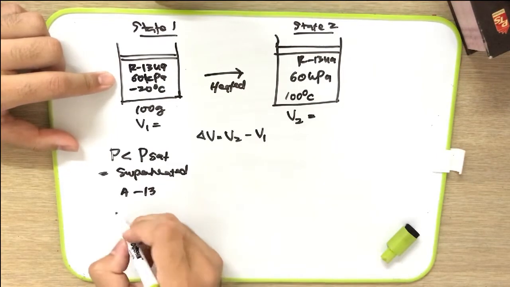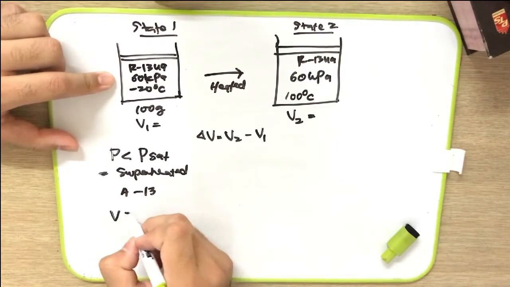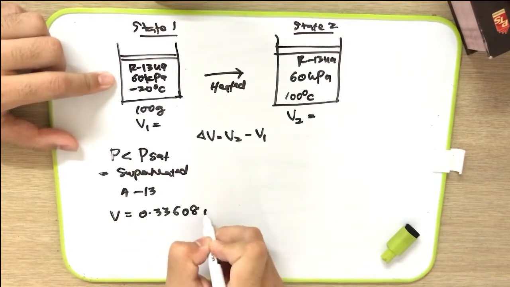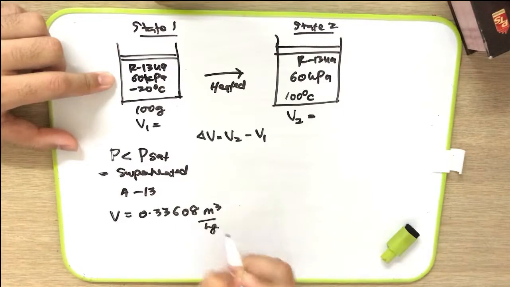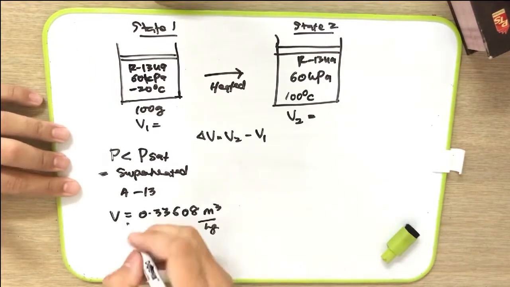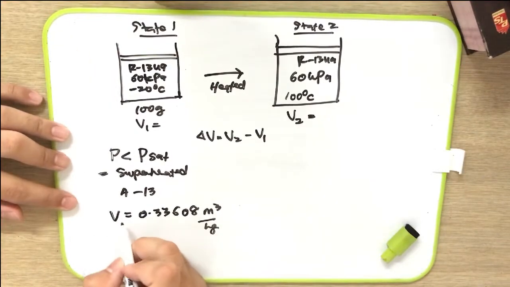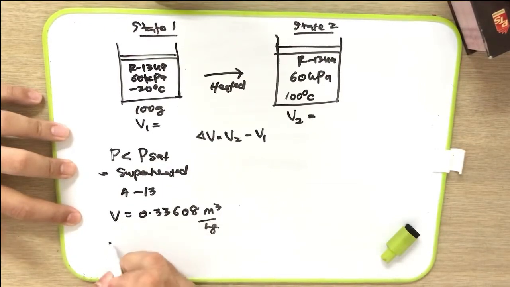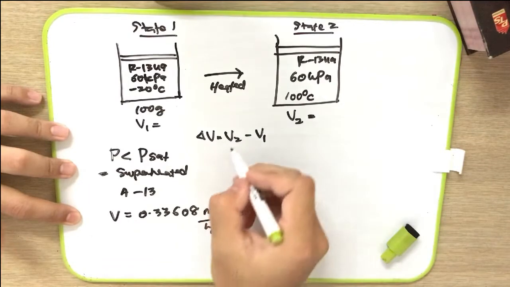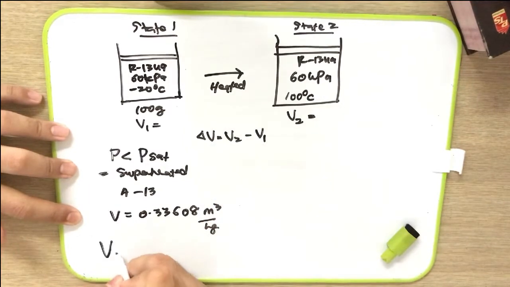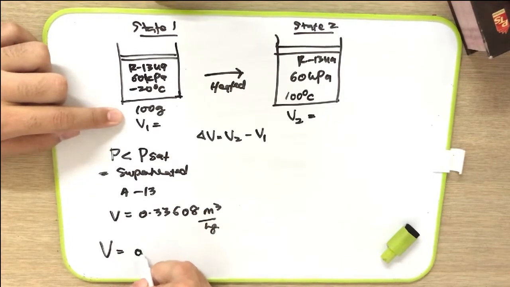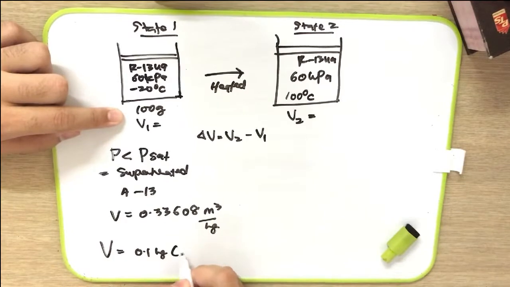So we will get the specific volume, 0.33608 meter cube per kg. This is a specific volume, so we need to find the volume. In order to find the volume, we need to multiply with the mass. The mass here is 100 gram, or 0.1 kg.